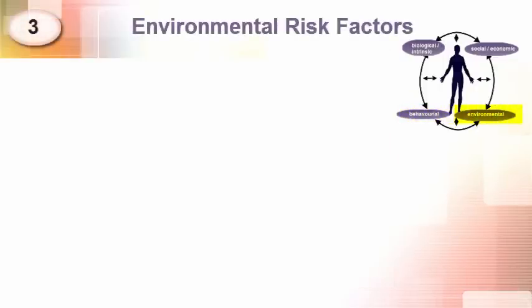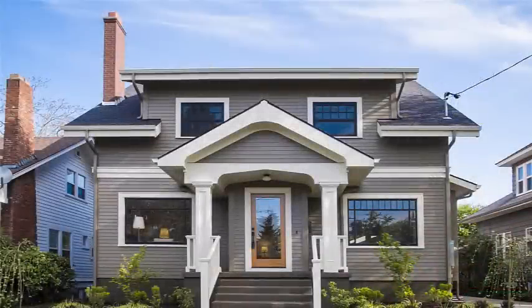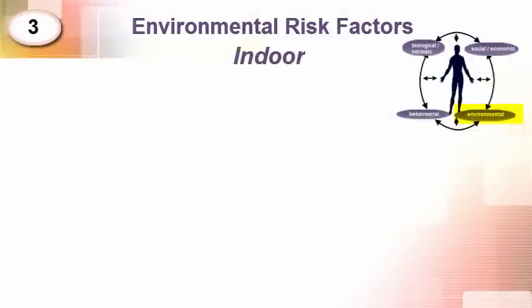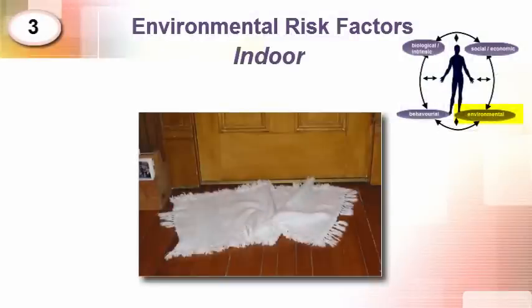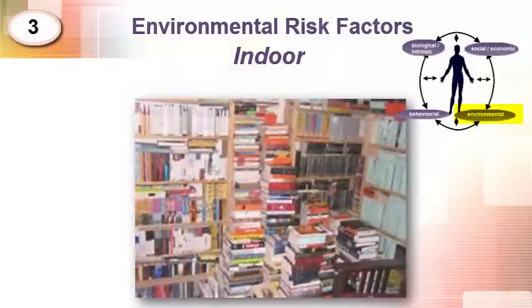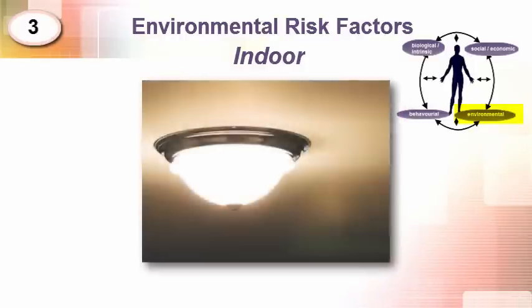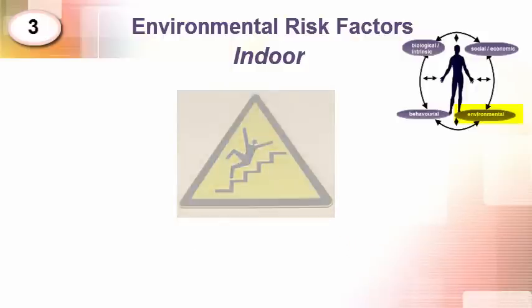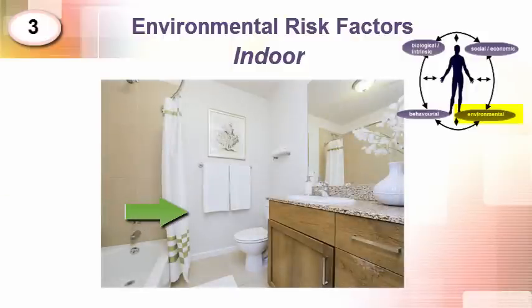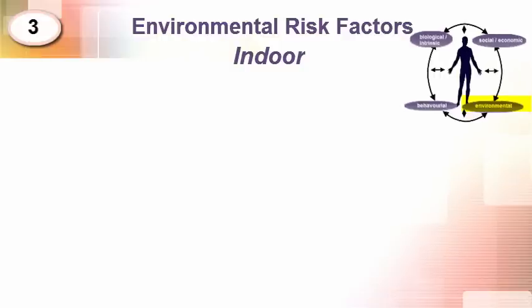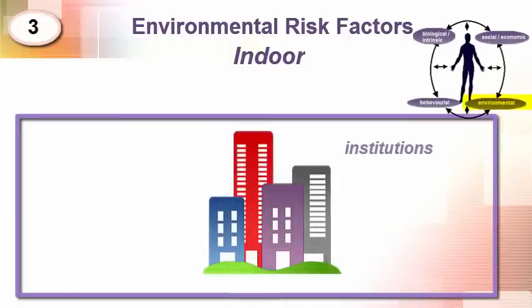The third category of risk factors is associated with our environment or surroundings. This includes both indoor and outdoor spaces. Indoor hazards include things like throw rugs, loose carpets, electrical cords, clutter, poor lighting, stairs, slippery floors, and no grab bars in the bathroom. These hazards are not only found in an individual's home, they can also be found in institutional settings.